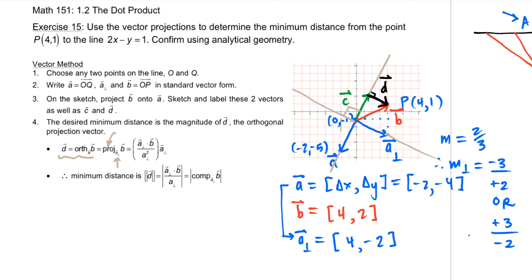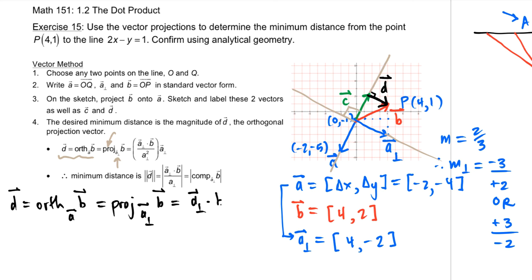Now I'm going to project vector B onto vector A perpendicular and come up with the triangle, the complementary vector triangle. In other words, my vector D is going to be the orth of B onto A, which is going to be the proj of B onto A perpendicular. And so if I do this proj, I'm going to get A perpendicular dot B over the magnitude of A perpendicular squared multiplied by the ground vector. But that's going to give me the whole vector. And I only want the length of that vector to come up with the minimum distance between the point P and the given line.